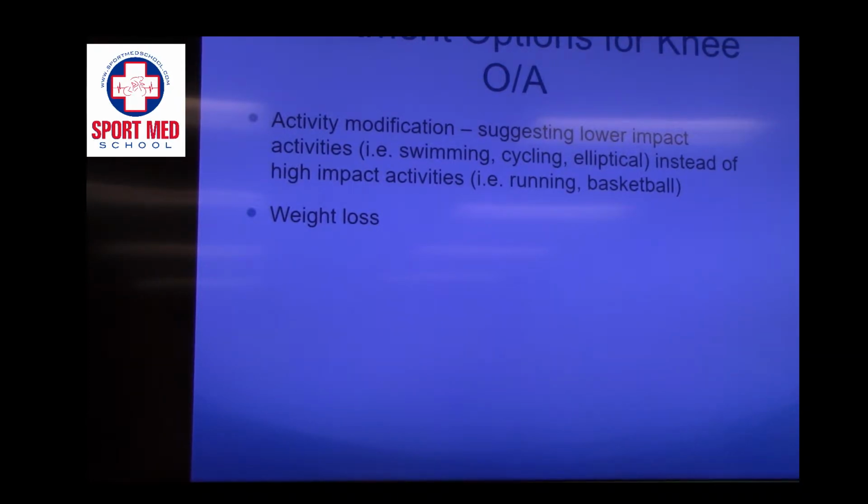The least invasive things you can do is modify the activities you're doing. So if it bothers you to do high impact activities like basketball or running, you can advise that the patient change their activities to those with lower impact. So things like swimming, cycling, or elliptical, things that are easier on the knees. We always also recommend weight loss. So even a decrease in weight of 5 to 10% can have significant symptomatic benefit for patients.